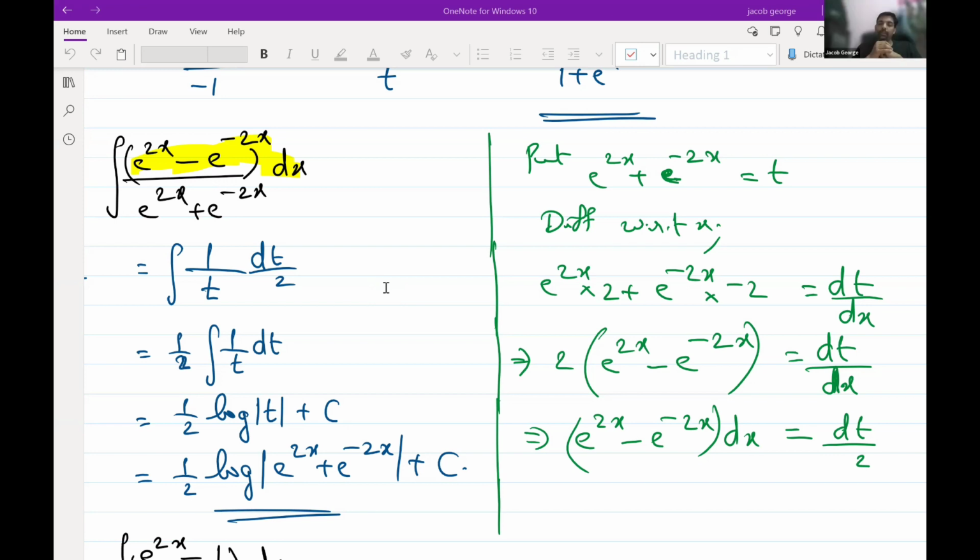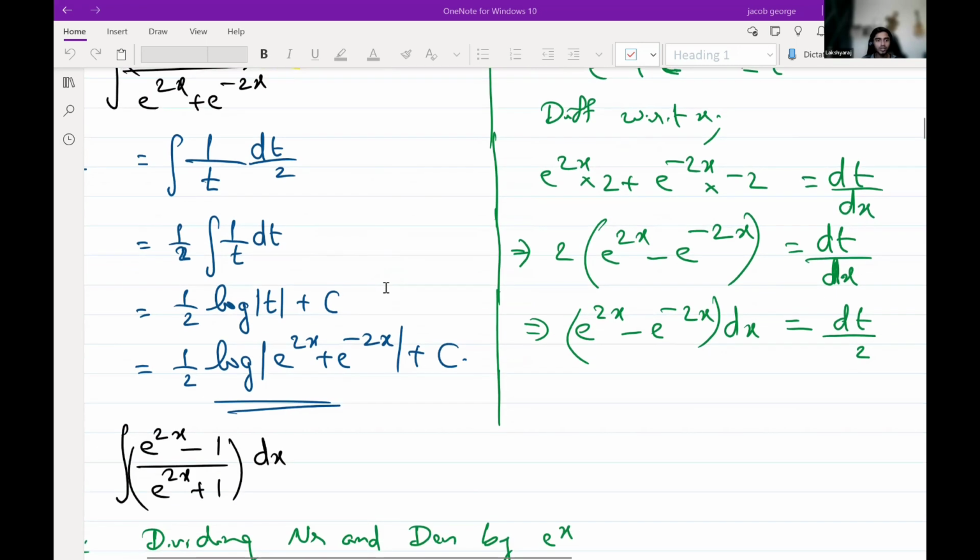E raised to minus 2x is e raised to minus 2x into the derivative of minus 2x. That is into minus 2. We can take 2 outside, then e raised to 2x minus e raised to minus 2x dx is dt by 2. Okay, so that we substitute integral 1 by t into dt by 2, or 1 by 2 integral 1 by t dt, or 1 by 2 log mod t plus c. Then we substitute in place of t. T is e raised to 2x plus e raised to minus 2x. Okay, clear? Yes, sir.